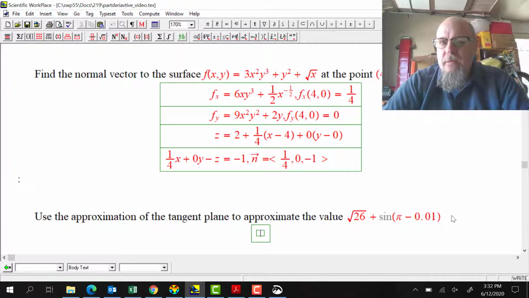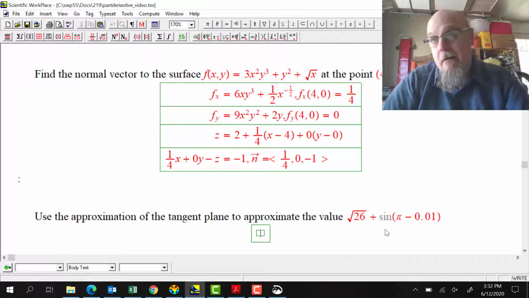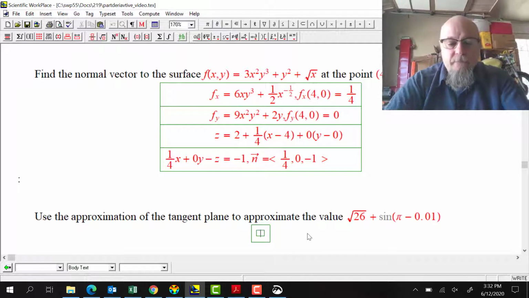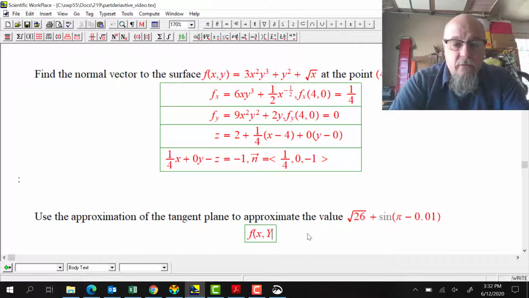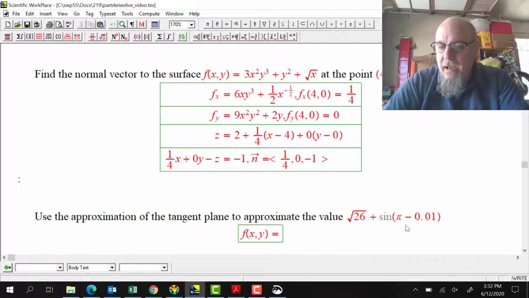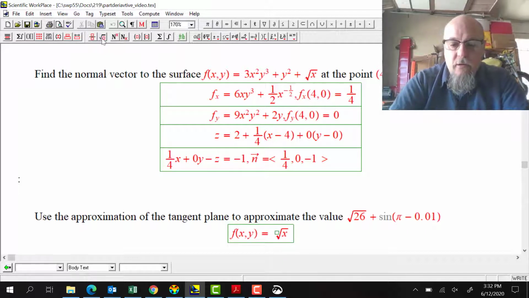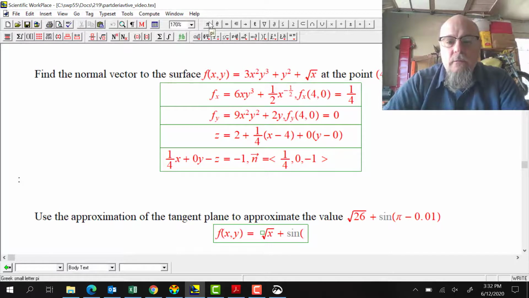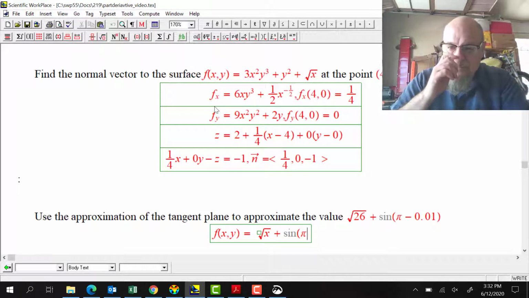So my whole answer should be a little bit bigger than 5. A little bit bigger than 5 plus a little bit bigger than 0 is a little bit bigger than 5. Anyway, first thing I need is a function. So I need an f of x, y that looks like this thing I'm trying to approximate. And how about I'll take the square root of x plus the sine of y. There.